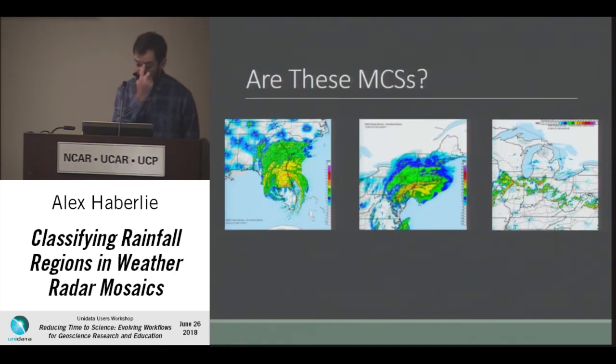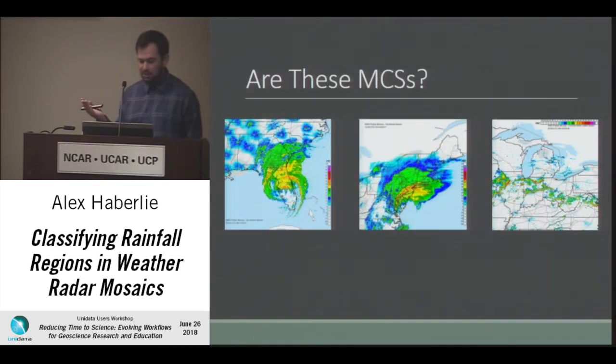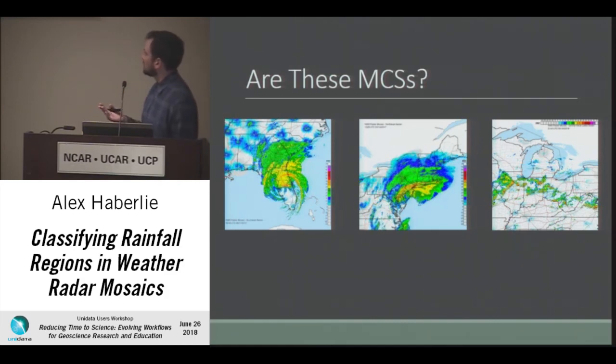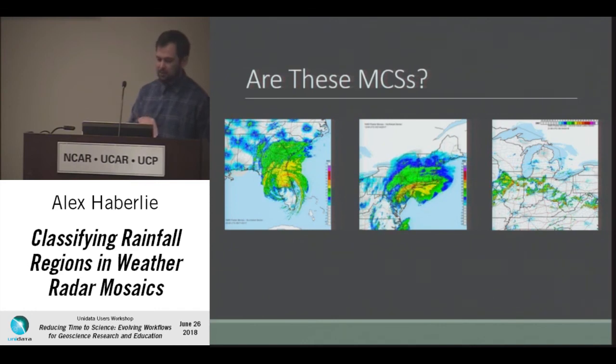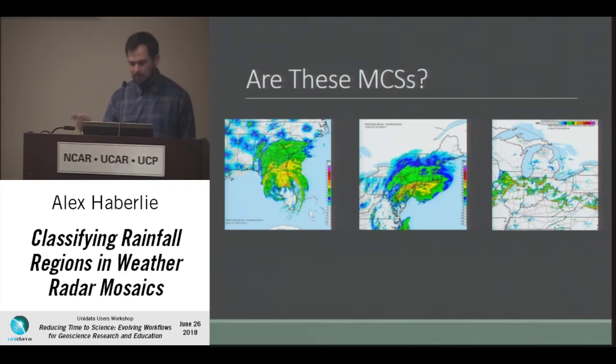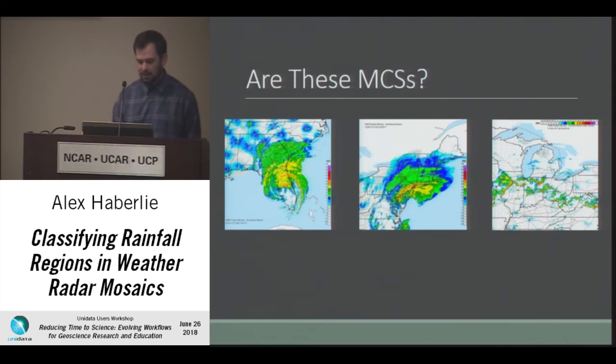So a question I'll ask: would you consider these to be mesoscale convective systems? I would say that most meteorologists would say no. You would say, okay, maybe a tropical system on the far left, a synoptic system in the middle, and maybe unorganized, maybe supercells or multicellular convection here, but probably not a mesoscale convective system.